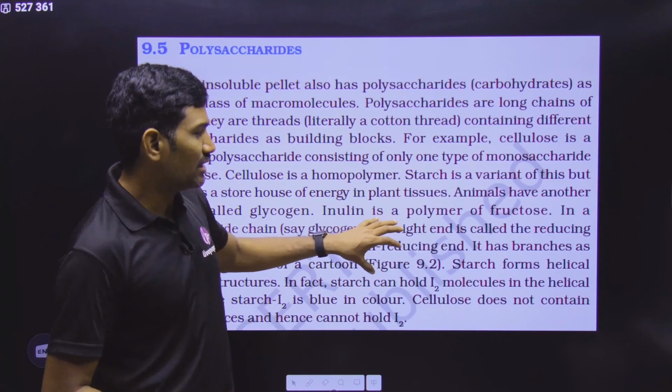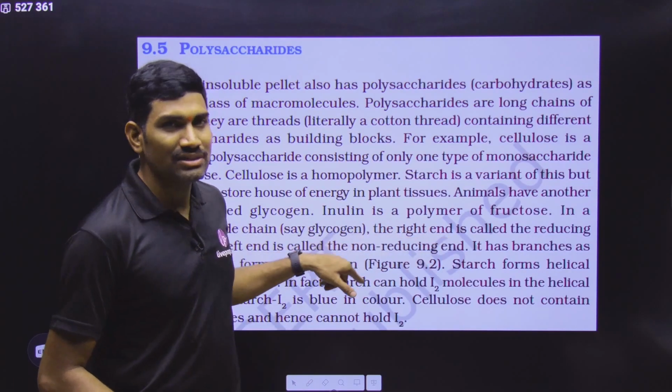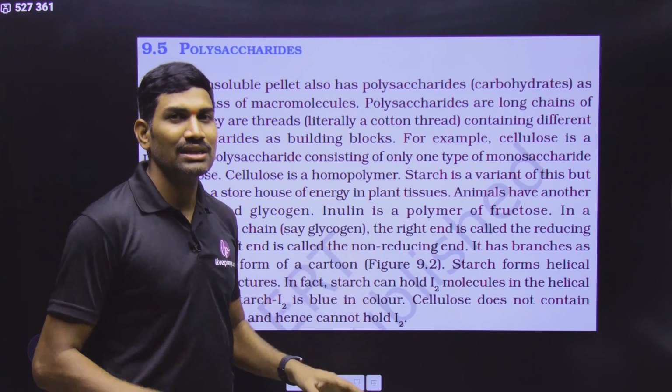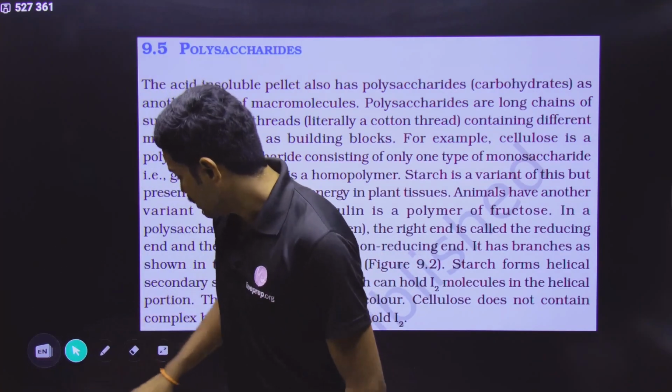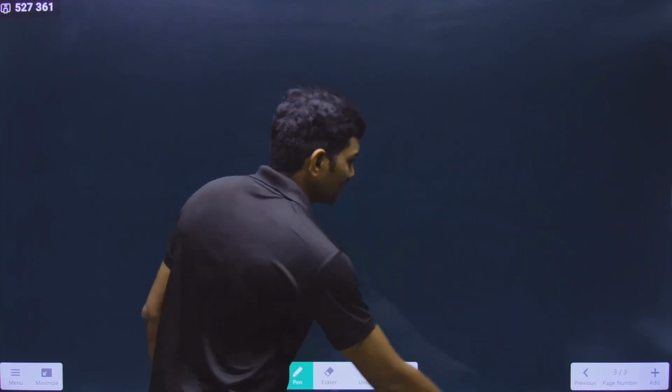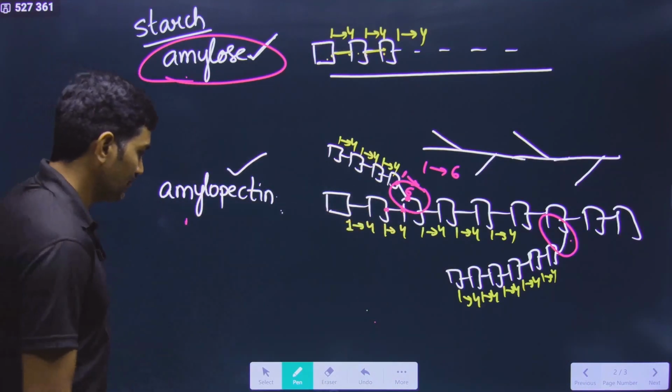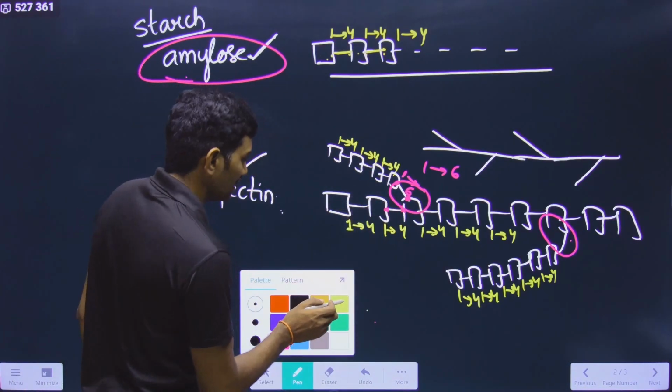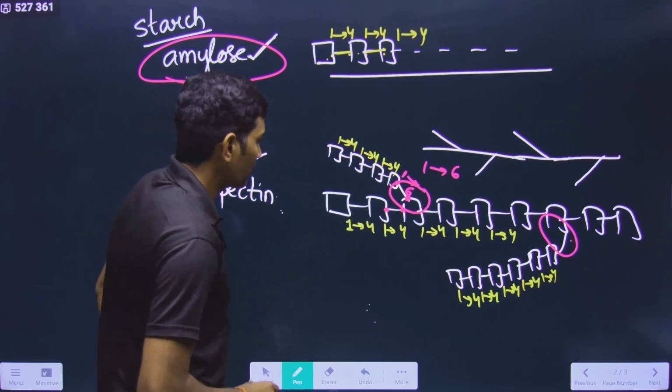But here they are talking about the right side and left side, and reducing and non-reducing ends. So I will tell you about that particular concept here. If we complete that, this concept will be completed. Come to this particular one. Let us use the same example here. In this example, let us observe carefully.